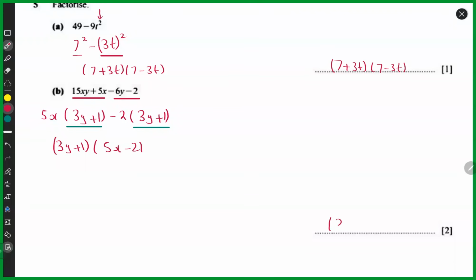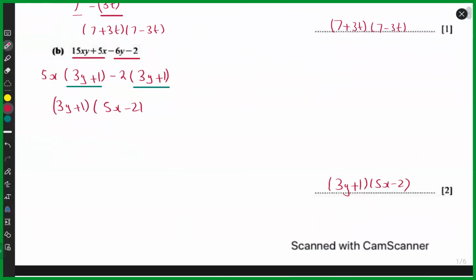So it would be 3y plus 1, and it would be 5x minus 2, and this is going to be the answer. Any difficulties with this question? Anyone who was not able to understand? No difficulty, understood. Okay, very good. Excellent. Okay, let's talk about the next question.